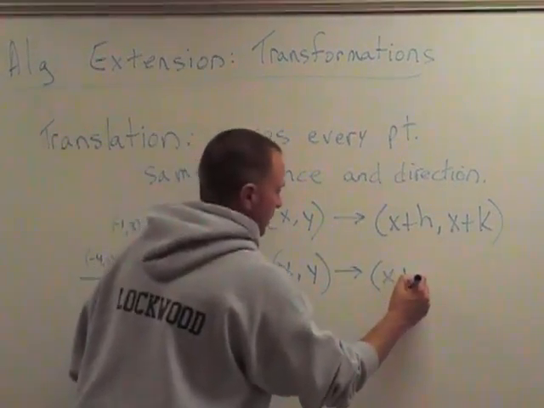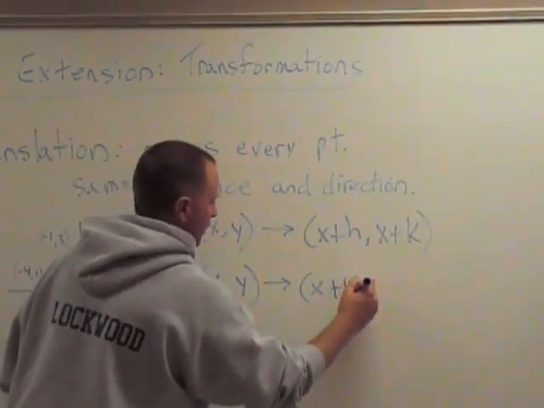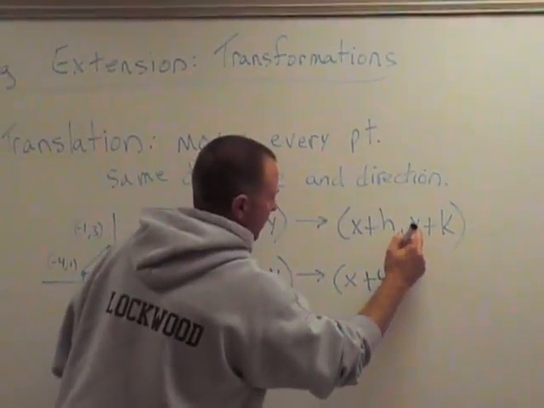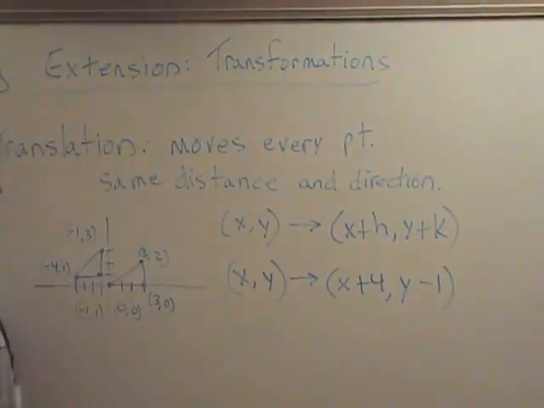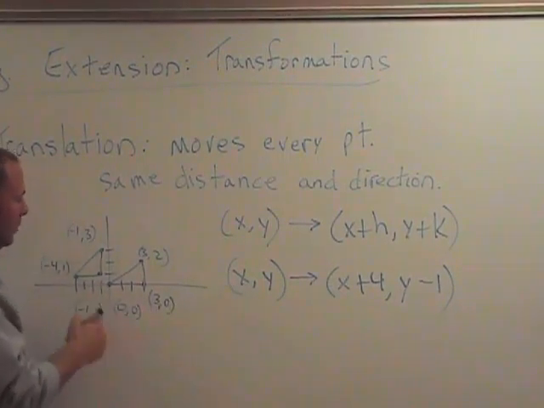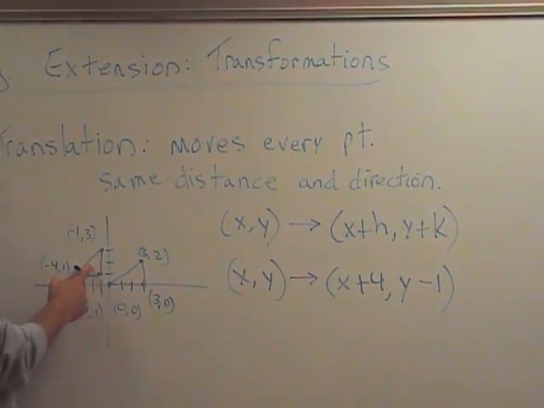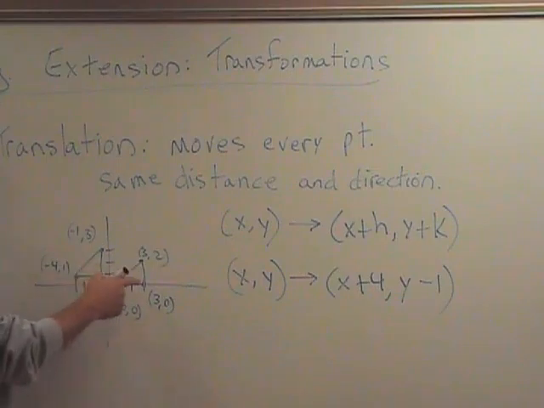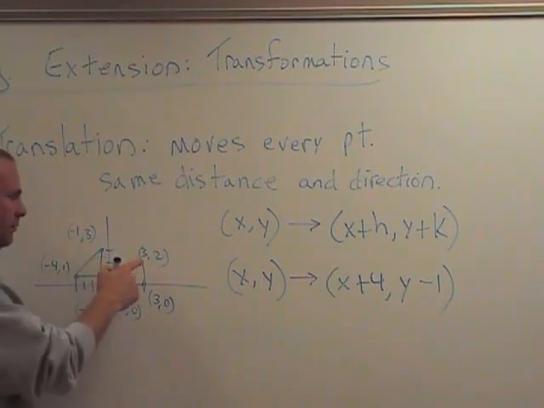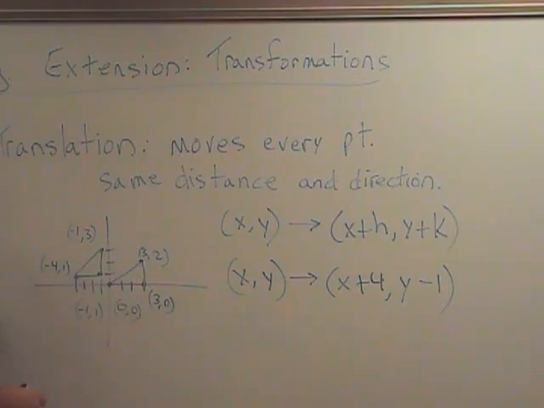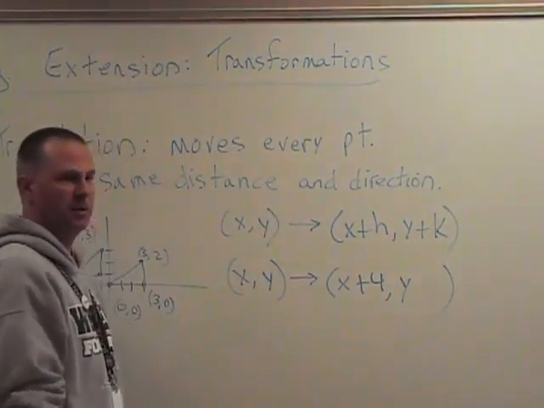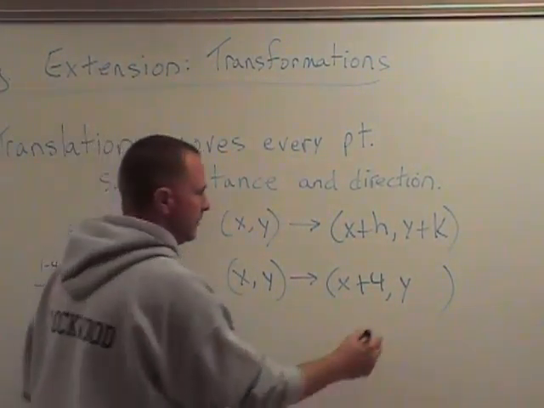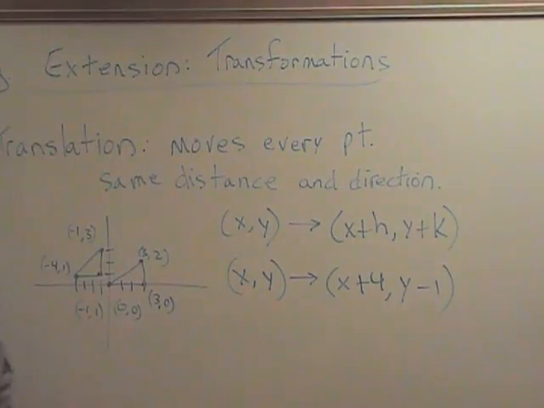Okay, so let's just do a quick example. We're going to translate, let's say, this little triangle. So we have this point here, this is -4, 1. Point up here is -1, +3. And this point down here is -1, +1.